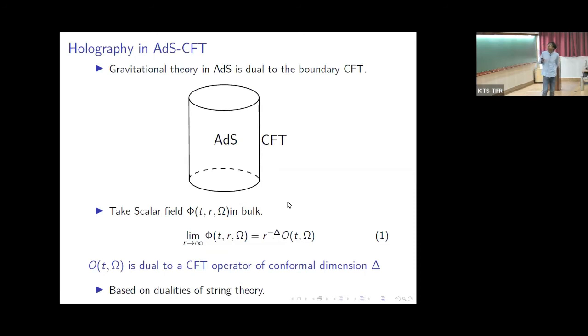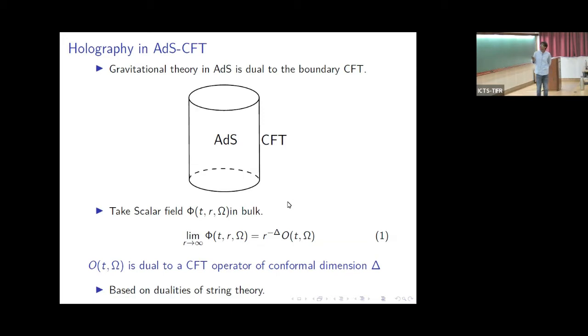We already know the holography in AdS-CFT. This has been explored a lot. A gravitational theory in AdS is dual to a boundary CFT. We can visualize AdS like a cylinder, and the CFT is living on this boundary. If we have some scalar field phi in the bulk, for the time being it is just normalized modes near the boundary. We can extract these boundary fields, and these boundary fields are dual to some CFT operator of conformal dimension delta. And with this, you can reconstruct your AdS bulk.